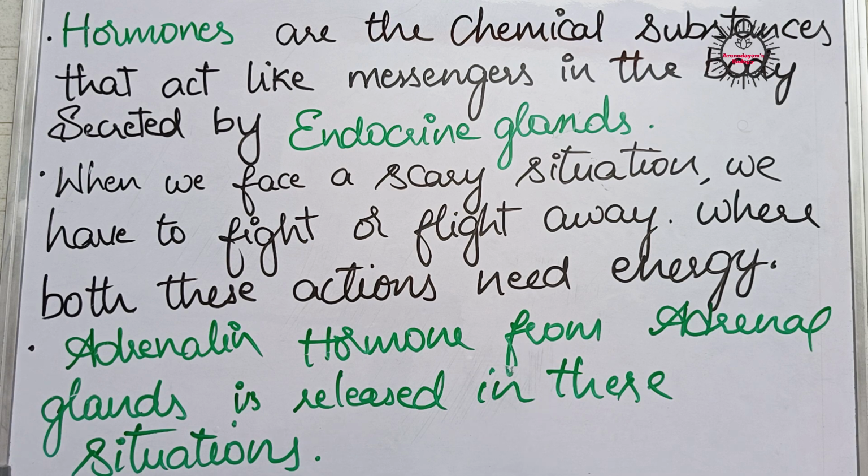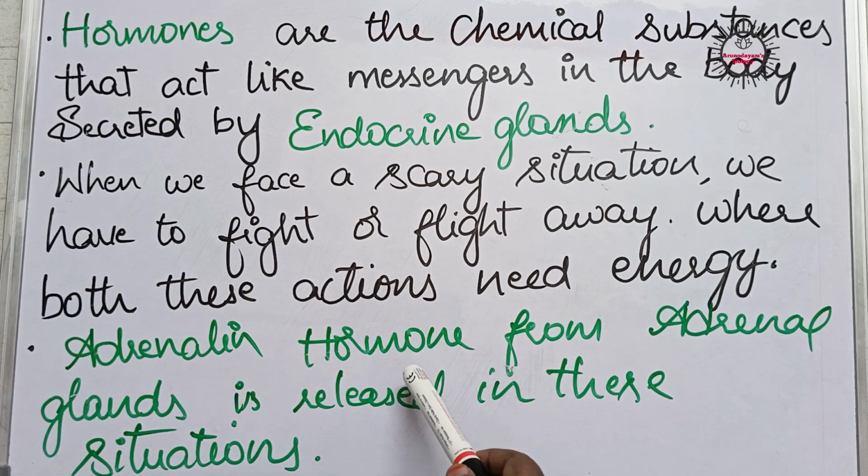So along with this nervous tissue, our hormonal control also takes place here. That means here some chemical substance is produced. So chemical information is passed into our body through chemical impulse also. That chemical impulse is nothing but adrenaline hormone.